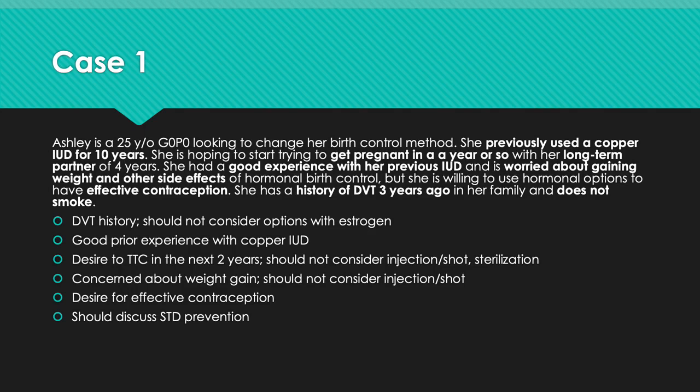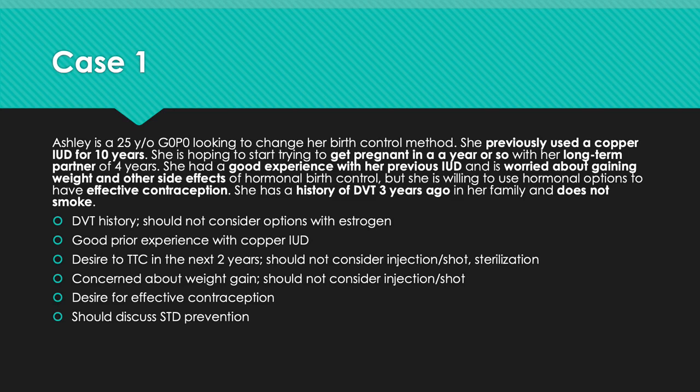This would rule out combined oral contraceptives, the patch, and the vaginal ring, but she could use the mini pill as this does not contain estrogen. Because she wants to conceive in a few years, sterilization is ruled out as well. As for LARC methods, she could try the hormonal IUD or get another copper IUD since she tolerated this method well in the past. She could also try the implant.